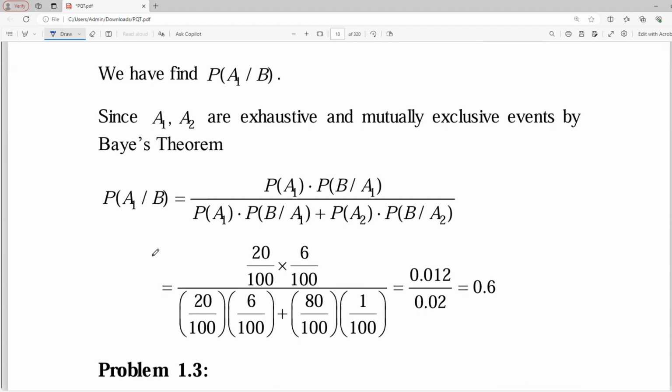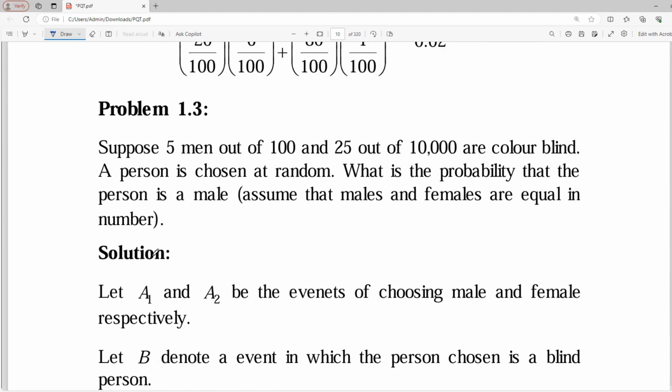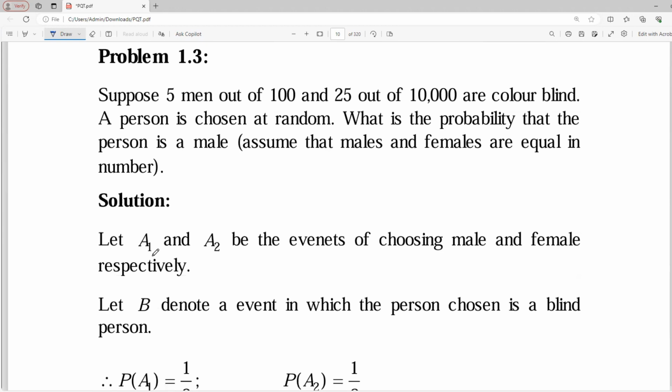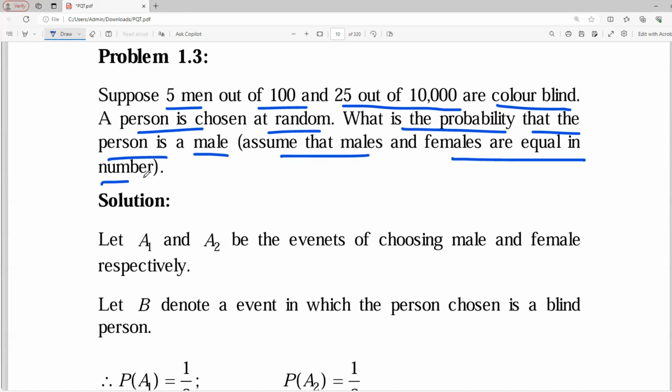You get the point? I hope you should have. Right? So there is another type of question that is also given here. Suppose 5 men out of 100 and 25 men out of 10,000 are colorblind. A person is chosen at random. What is the probability that the person is a male? Assume that the males and females are equal in number.